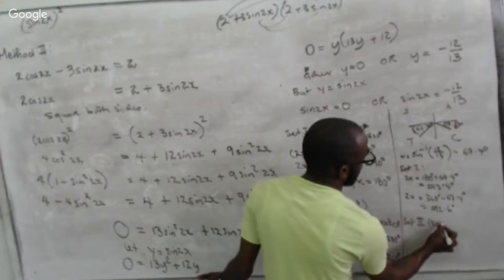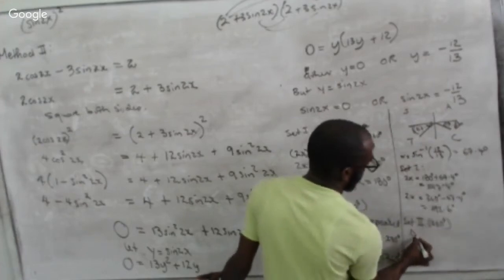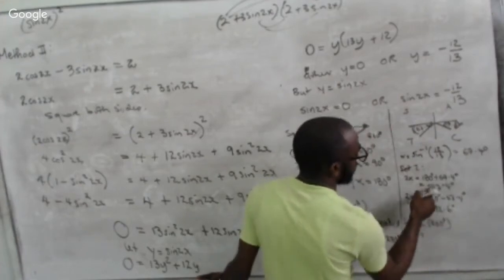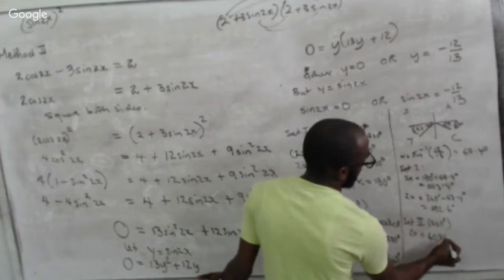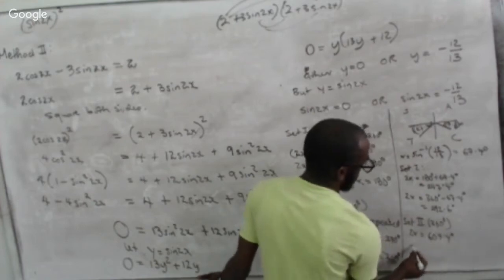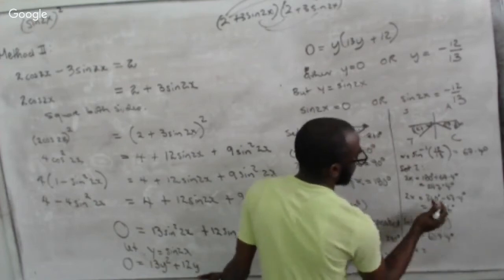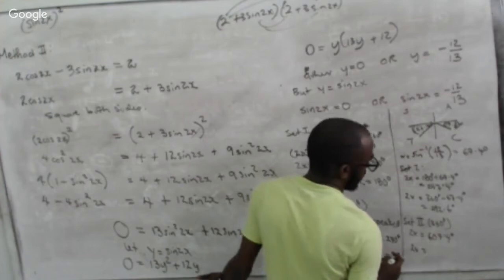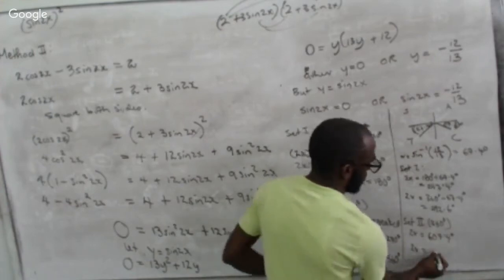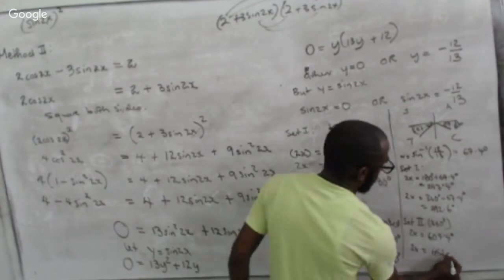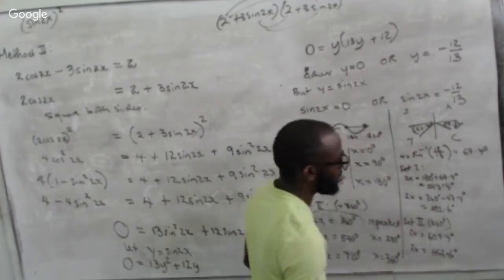So how do I get set 2, guys? By adding 360 to all of those. So twice x is equal to this plus 360. What is that? 607.4 degrees. And twice x is equal to 292.6 plus 360. What is that? 652.6.